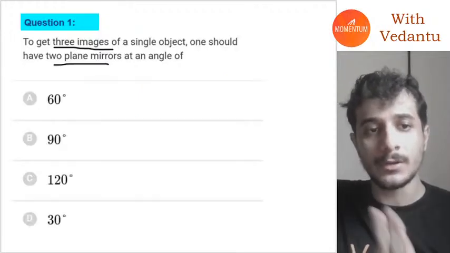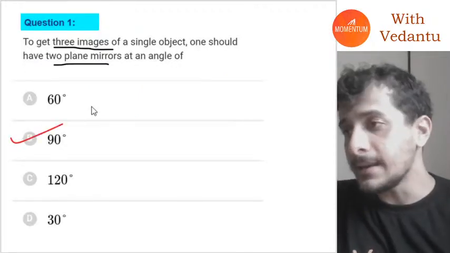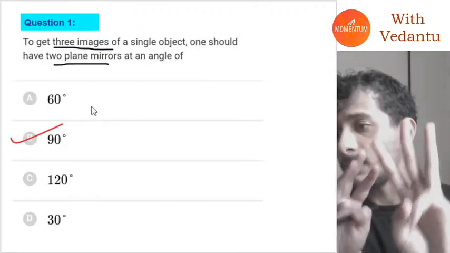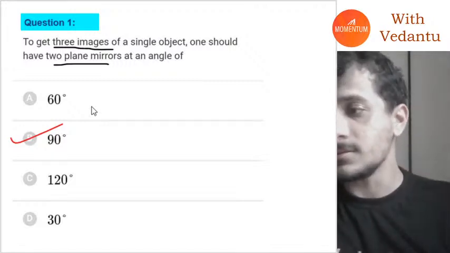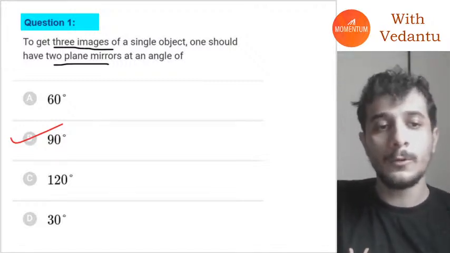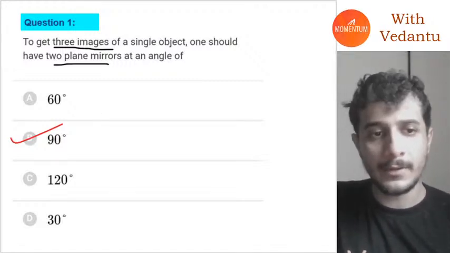So the answer to this question is very simple. It will be 90 degrees. We will have three images. I hope everybody understood.